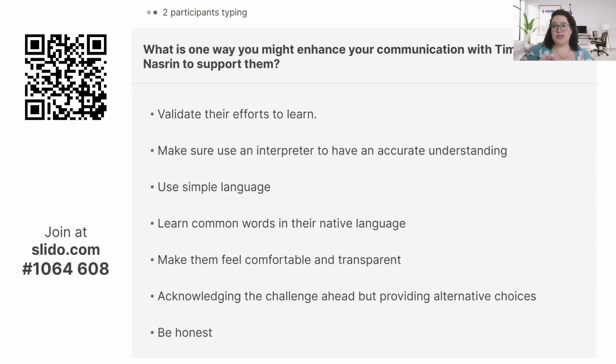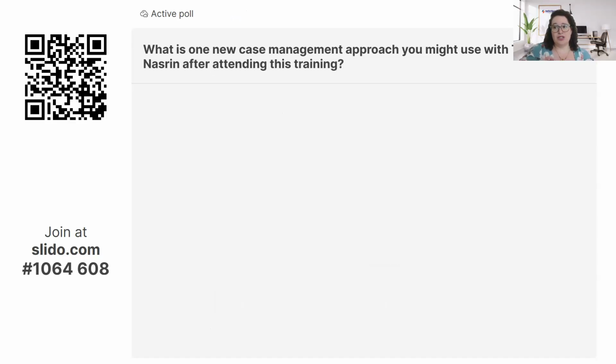So our last Slido for today, before we move on to a few questions, is this is a word cloud. So if you enter something and you want to make it bigger, enter the same word. What's one new case management approach you might use with Timur and Nasreen after attending this training? So imagining they're your clients, what's one new approach, or something you're thinking about a little differently that you would want to use with them? See a lot of people typing, which is great.